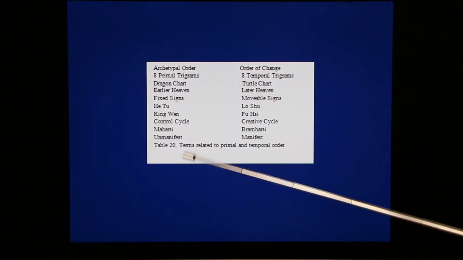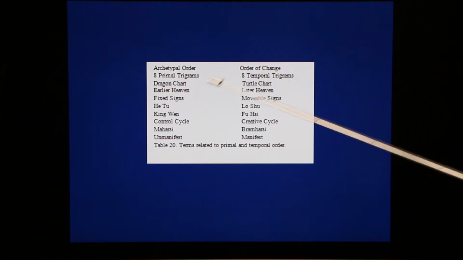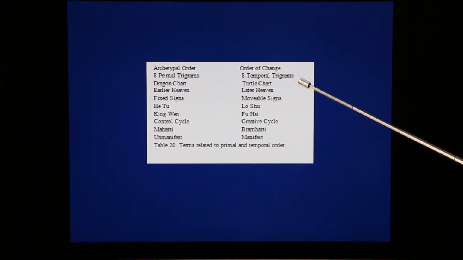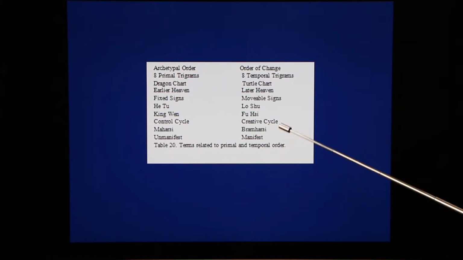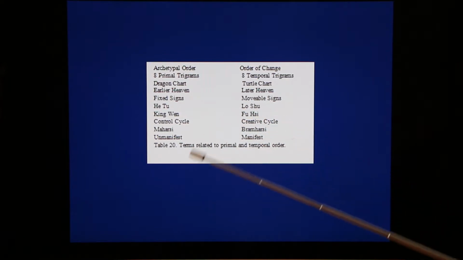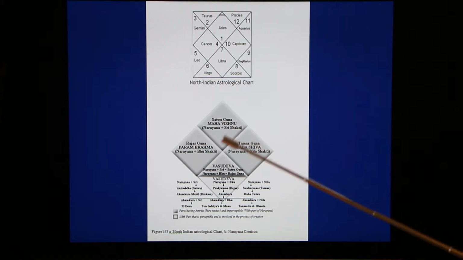So we create two kinds of orders, the archetypal order and the order of change. 8 primal trigrams, 8 temporal trigrams, a dragon chart, a turtle chart, earlier heaven, later heaven, fixed signs, movable signs, Maharshi and Brahmarshi, unmanifest and manifest. And in your country, I keep saying your country, but I mean your part of the world, because what you do here in Nepal links so intimately with India and Bengal and Pakistan and Afghanistan. So you have your chart for doing your horoscopes.